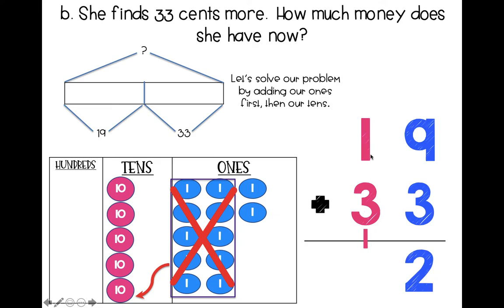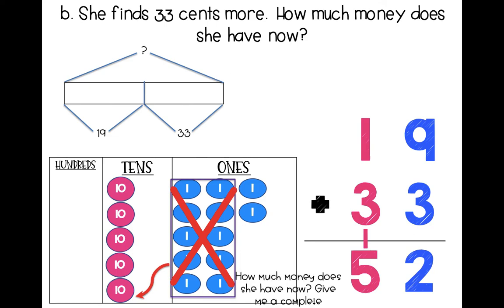We can start with just that first 1 plus 3. What is 1 plus 3? That's right, it's 4, and we need to add 1 more, that new 10. What is 4 plus 1? That's right, it's 5, just like our place value chart showed us. So 19 plus 33 is 52.